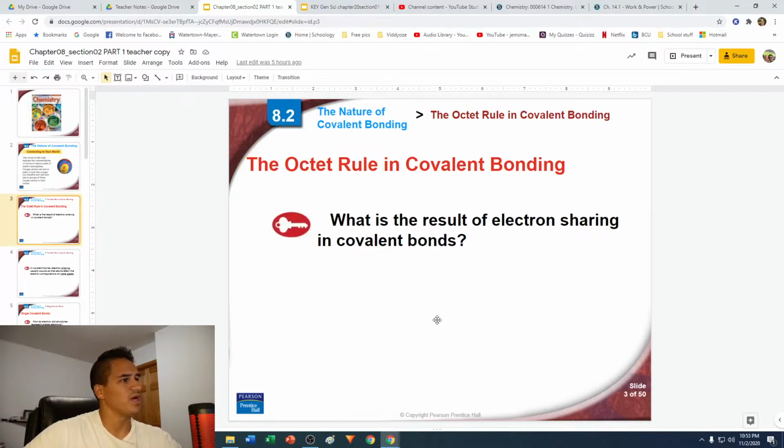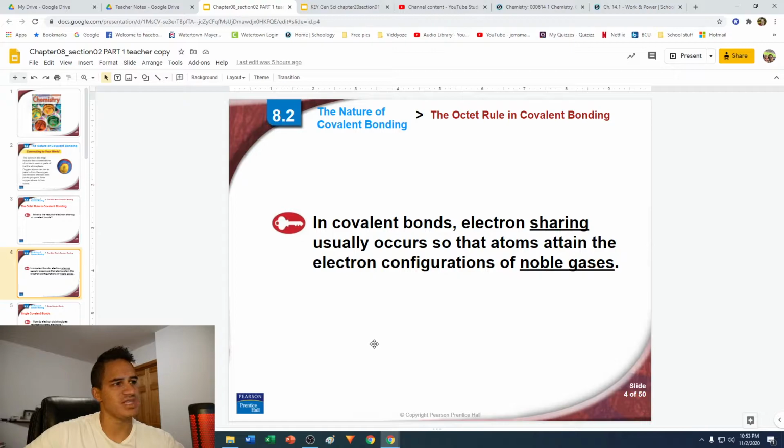Okay, so first thing to talk about here is the octet rule. This was brought up in Chapter 7 when we were learning about ions, and that is that all atoms typically want to have 8 valence electrons in their outer valence shell. So they will do this usually, at least in Chapter 7, by losing or gaining electrons and becoming ions, and in doing so, they will then achieve an electron configuration that is similar to a noble gas.